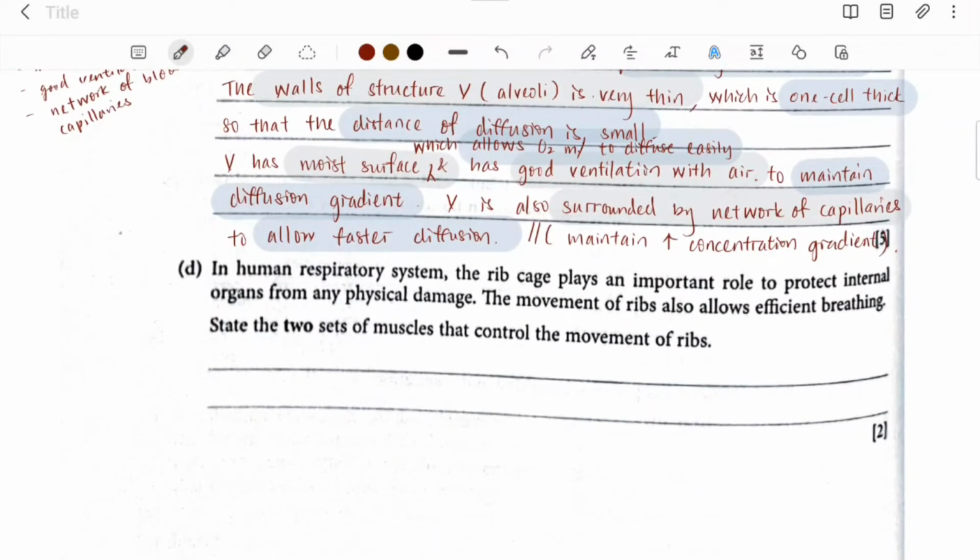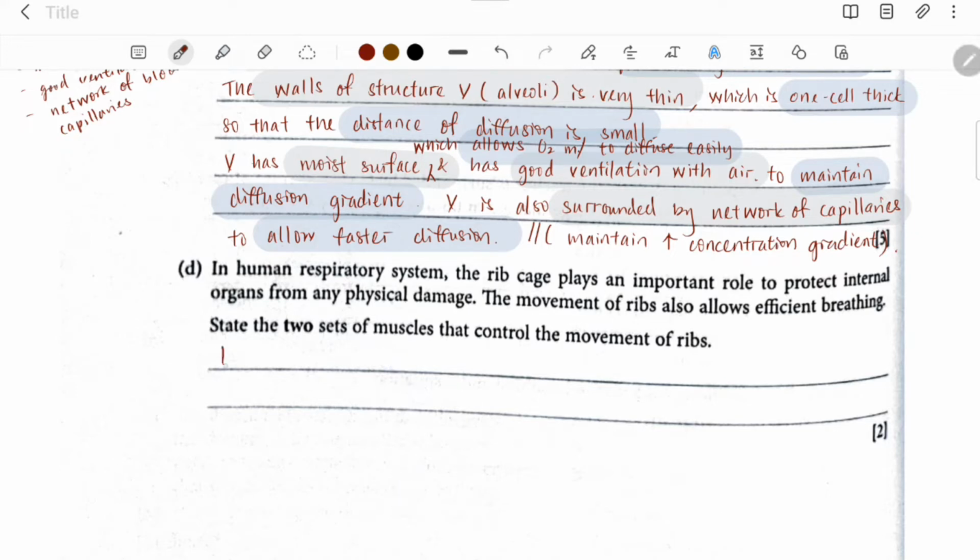Okay, in the human respiratory system, the rib cage plays an important role to protect internal organs from any physical damage. The movements of ribs also allow efficient breathing. State two sets of muscles that control the movement of ribs. So, if not mistaken, I think you answered it with the movement of the muscles. But this one, they are not asking for the movement of the muscles. They just ask you to state the name of the two sets of muscles. So this one is actually very easy.